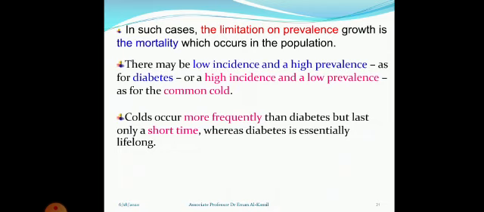So these are the important comparisons. For diabetes, even if we have low incidence, we have high prevalence because of the good intervention and proper treatment, so the patient can live for a long period of time. While in the common cold there is high incidence, but low prevalence because there is spontaneous recovery.